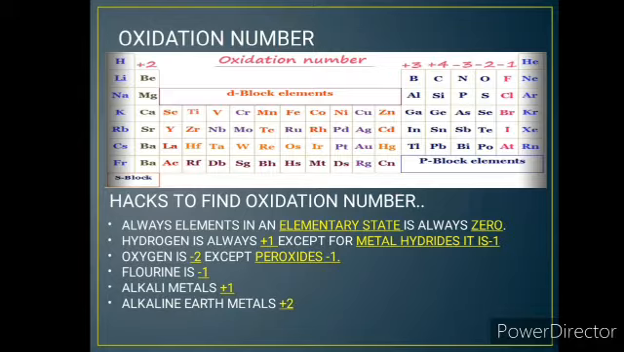Okay, so what are the hacks to find oxidation number? It is always said that elements in an elementary state will always show the oxidation number as 0. Next, hydrogen's oxidation number will always be +1 except when it is in the form of metal hydrides. It is always -1 in the form of metal hydrides. The oxidation number of oxygen is -2 except when it is in the form of peroxides, which is -1. Fluorine is -1. Alkali metals will be +1. Alkaline earth metals will always be +2.